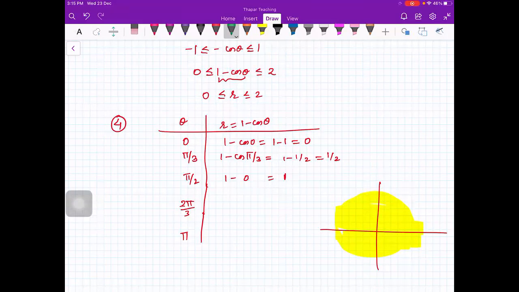So at 2 pi by 3, you can compute the value. It is 3 by 2. And at pi, the value is 2. Is that okay?